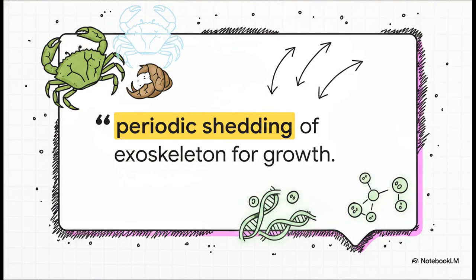So the absolutely crucial takeaway here is that the correct answer is option D, the periodic shedding of exoskeleton for growth. By shedding that tight, old outer layer, the animal frees itself to grow bigger before the new shell has a chance to harden. I really want you to cement that biological reasoning into your minds for exam day.